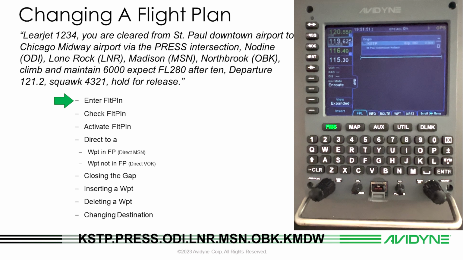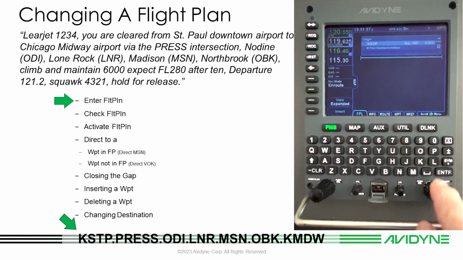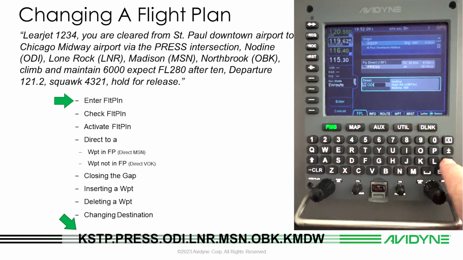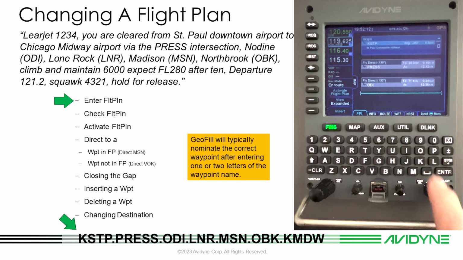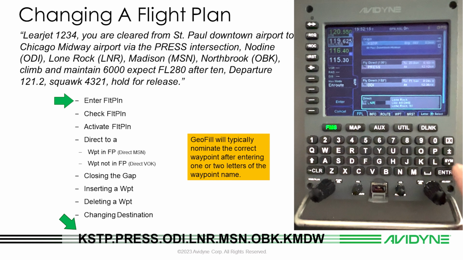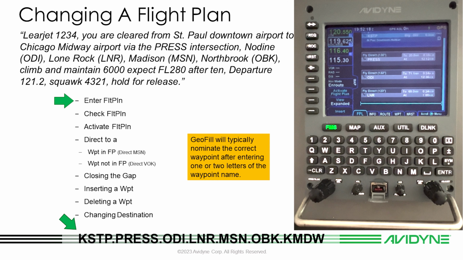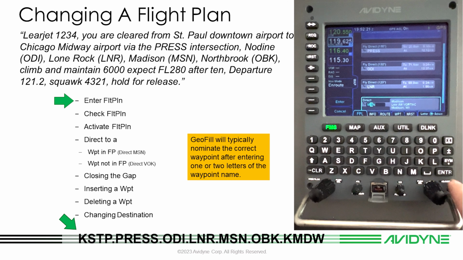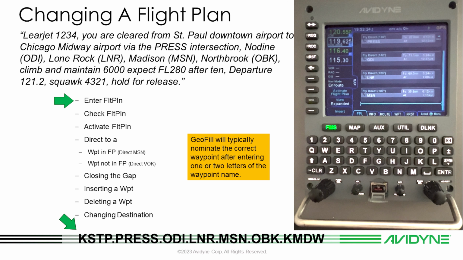For this demo, I will enter the flight plan just as it is shown below, using the symbol period key in between each waypoint. We verify the origin, then hit the period or the dot key, enter PRESS on the keyboard, then dot, ODI dot, LNR dot, MSN dot, OBK dot, then our destination airport, KMDW, enter.